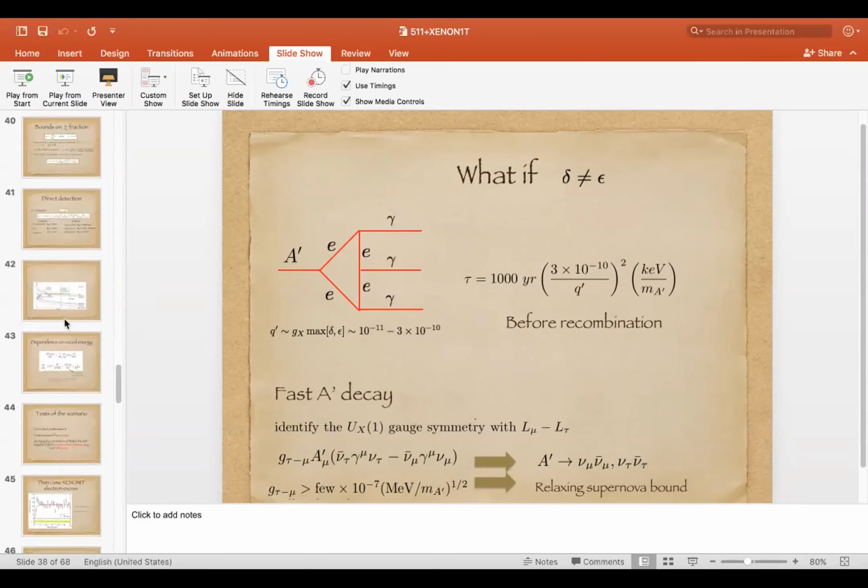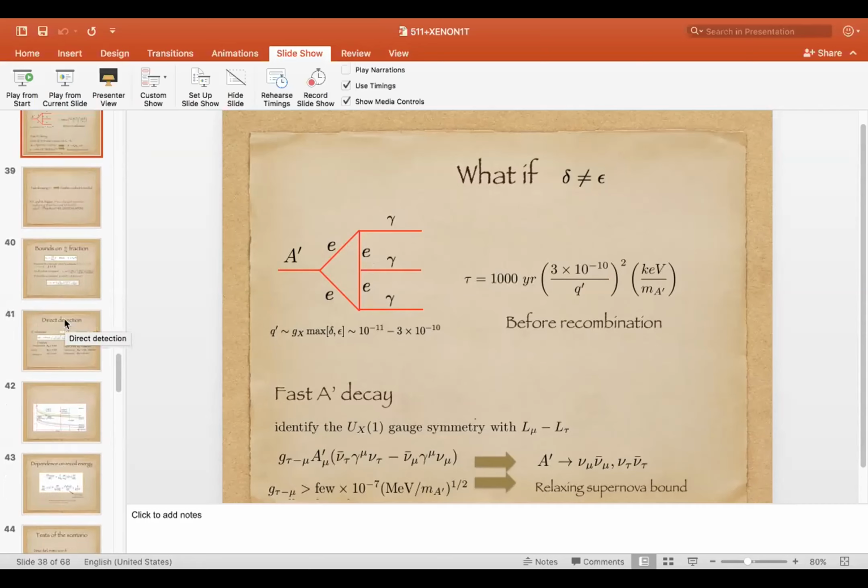In fact, in the limit that A prime is stable, then it can act as a coolant. But what if delta is different from epsilon, and then A prime will not be stable? It will have a lifetime of something like 1,000 years. Then we should introduce another coolant.